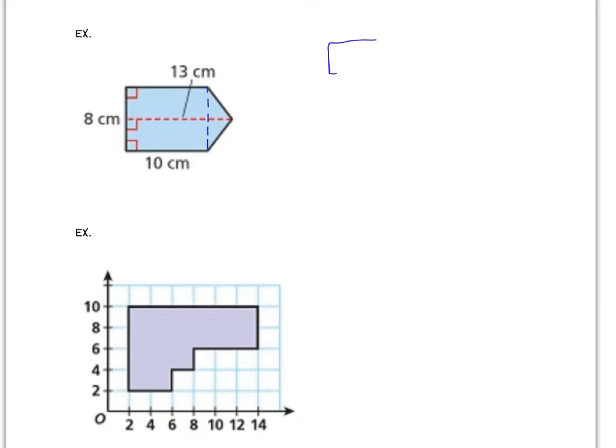We have a rectangle and we have a triangle. We know that the distance here on our rectangle is 8 centimeters. And we also know that the distance here on our rectangle is 10 centimeters. So that one we can figure out. So we'll call that area 1. So area 1 equals 8 times 10. So area 1 equals 80 centimeters squared.